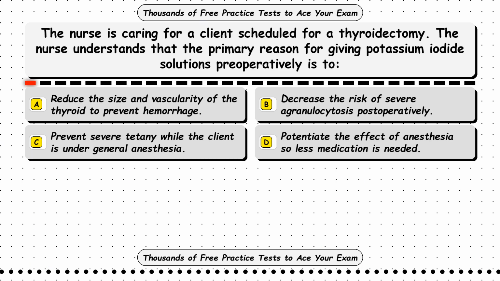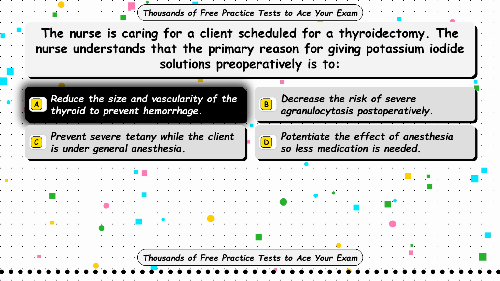Question 7. The nurse is caring for a client scheduled for a thyroidectomy. The nurse understands that the primary reason for giving potassium iodide solutions preoperatively is to Option A, reduce the size and vascularity of the thyroid to prevent hemorrhage. Option B, decrease the risk of severe granulocytosis postoperatively. Option C, prevent severe tetany while the client is under general anesthesia. Option D, potentiate the effect of anesthesia so less medication is needed.